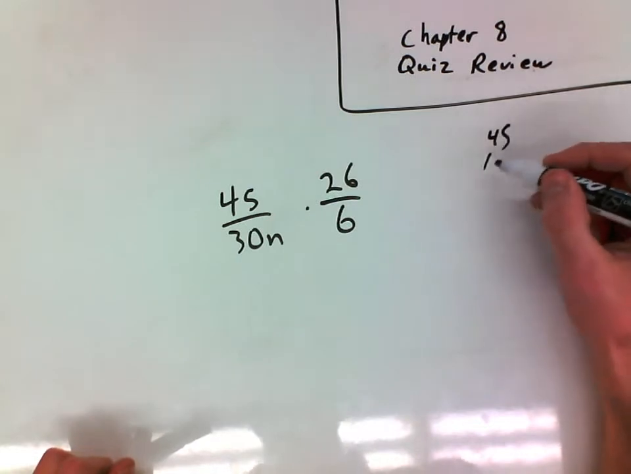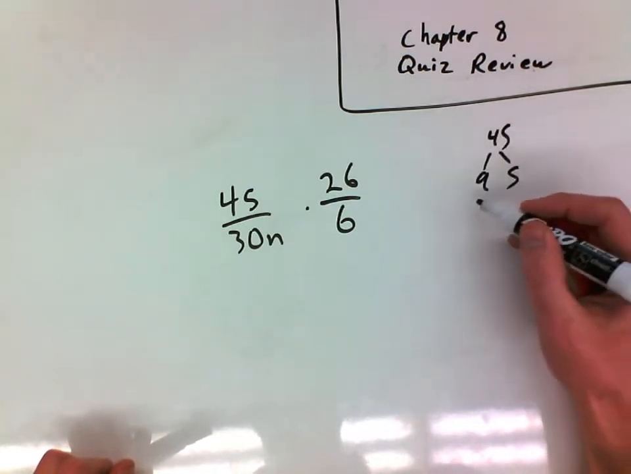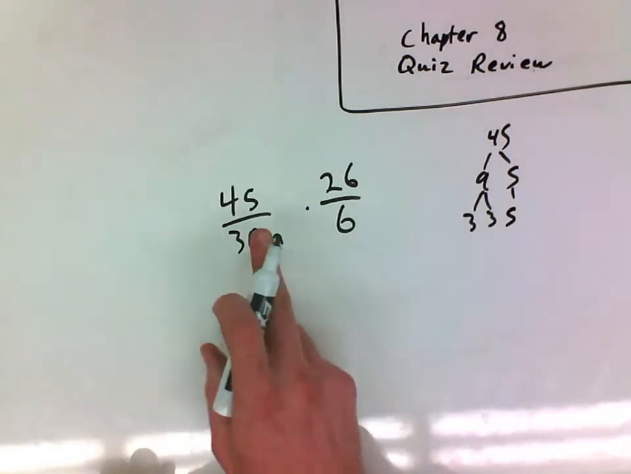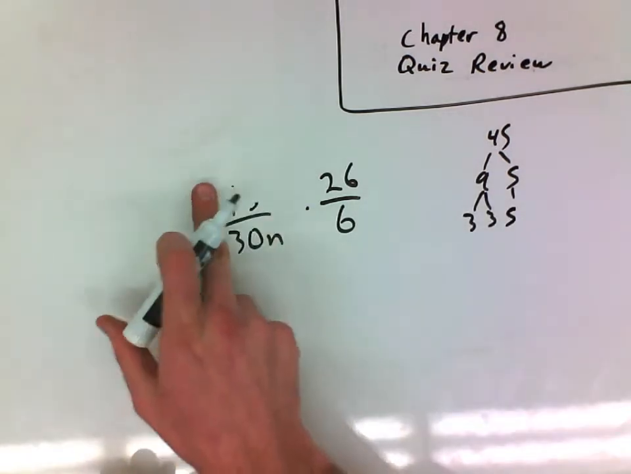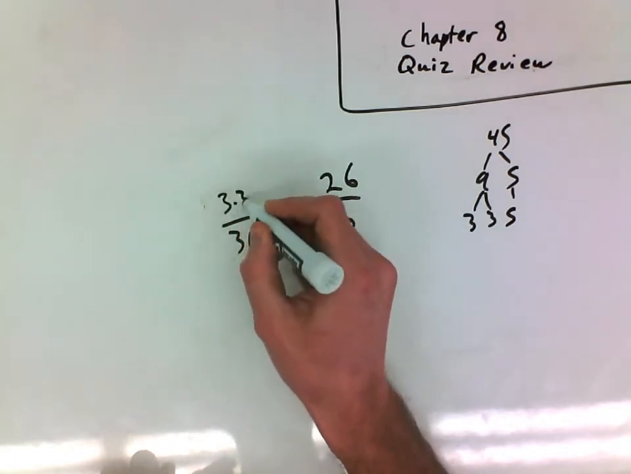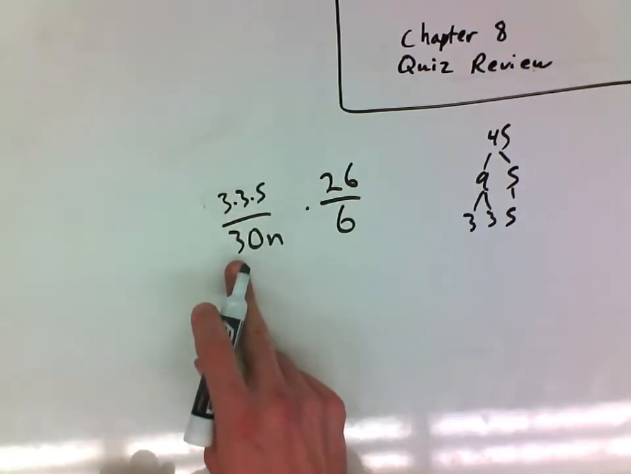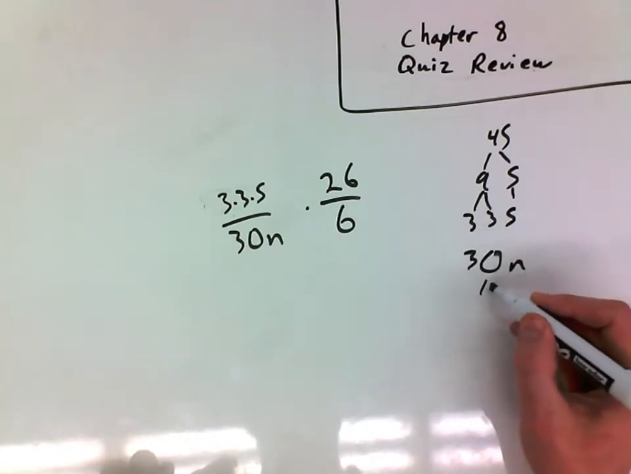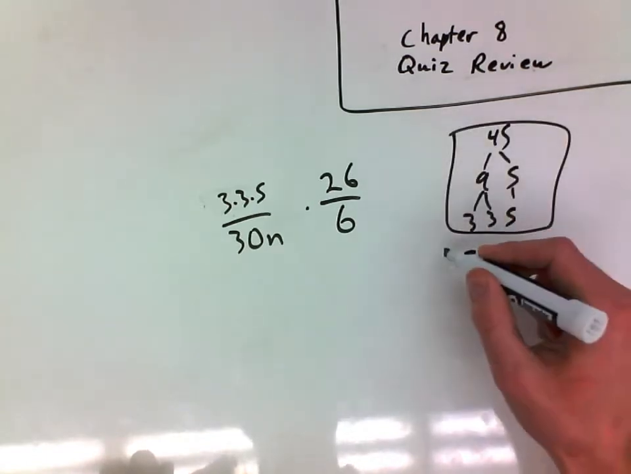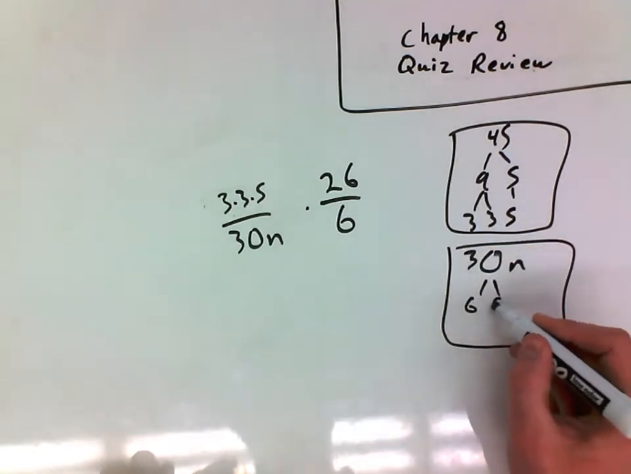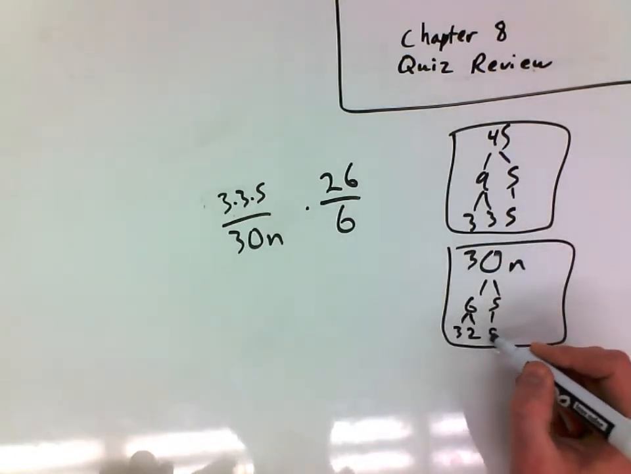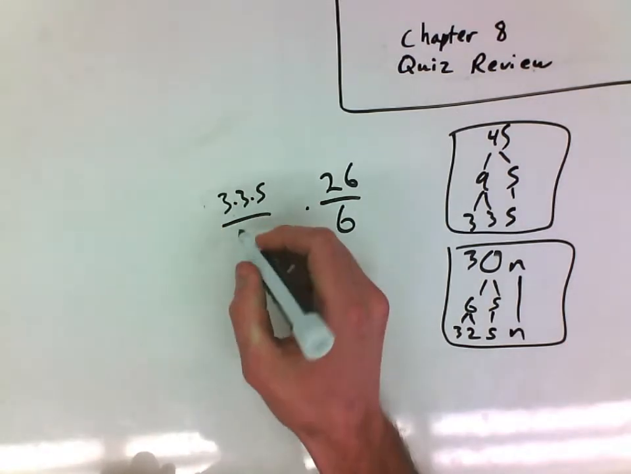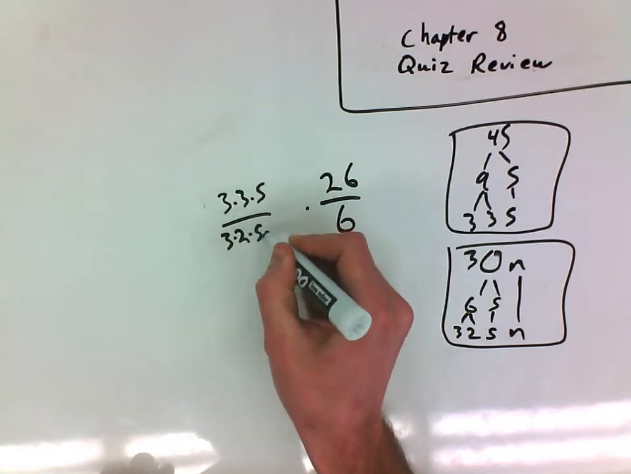So I can do a little work on the sides here and just say, okay, well 45 is just 9 times 5. So instead of writing 45, what I'm going to write is it broken down, 3 times 3 times 5. I'm going to do the same thing with 30n, right? So 30n is just 6 times 5, which is just 3 times 2 times 5 times n. So I'm going to erase 30n and write this.